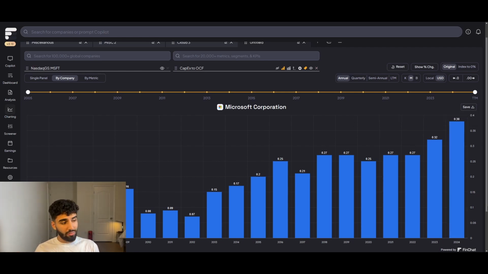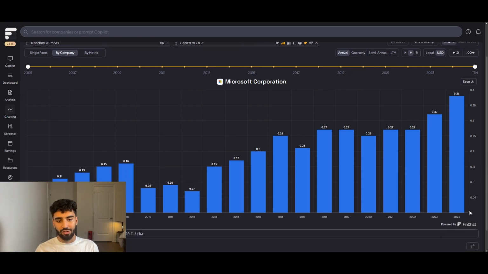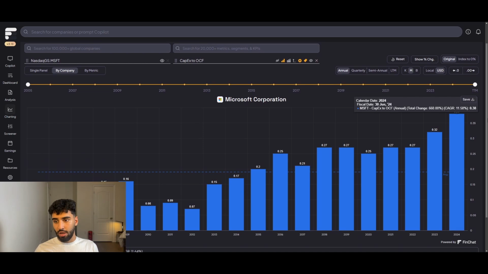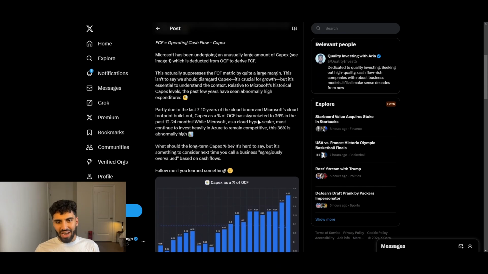So again, as you can see, there's a very clear trend to this, and we could actually toggle on the average over the past 20 years. Over the past 20 years, Microsoft was roughly in the midline here, with about 20% of operating cash flow being used towards capital expenditures. But as you could see, over time, it's grown to nearly 40% of the business. And is this worrisome? I mean, kind of, but not really.